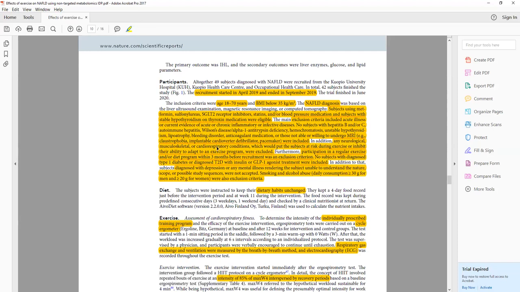So for me, this is probably one of the best papers that I've read recently where they describe the inclusion and exclusion criteria the best. They had very, very strict inclusion and exclusion criteria, which is highly important in metabolomic studies. They included patients between 18 and 70 years. For me, that's the only thing that was a bit lenient.